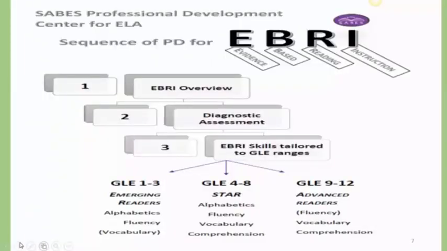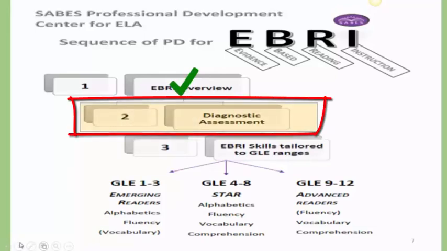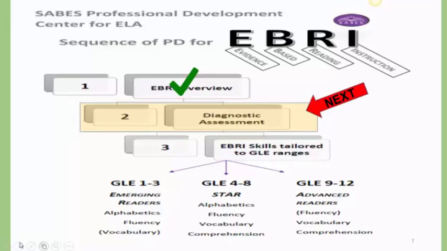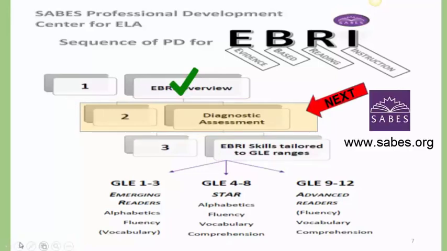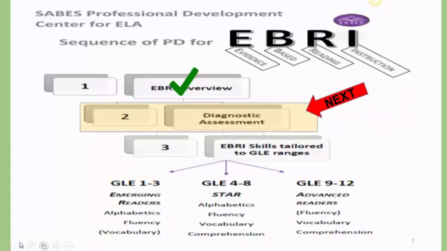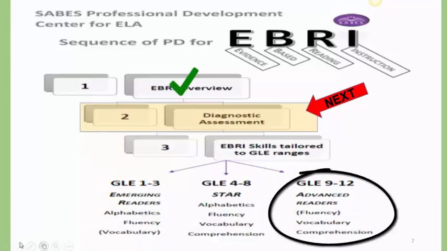So now you really have completed the overview of EBRI and are now eligible to move on and take the next phase of your EBRI journey, which is the diagnostic assessment of reading. Please refer to the Sybase calendar for more specific information about this PD activity. You are required to complete the overview training, which you have just done, and the diagnostic assessment training prior to taking any level-specific components of reading training.